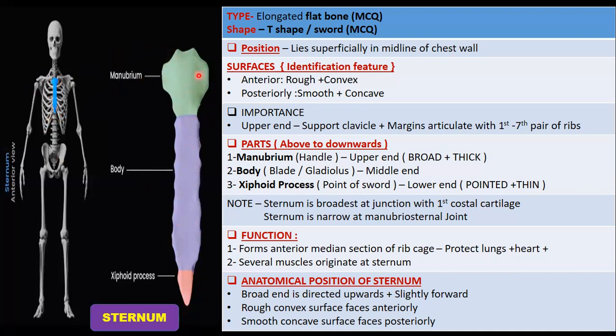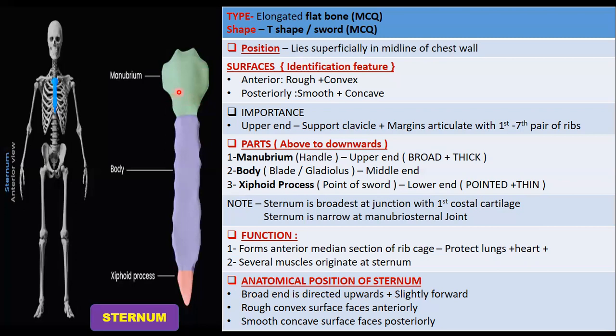That is manubrium, which is the upper part, then the middle one, that is the body, and the xiphoid, that is the lower part. When we talk about the anatomical position, just remember, you need to remember each and every anatomical position very briefly because the examiner might ask during the viva, and it is helpful also to identify the side of it. So when we talk about its anatomical position, we say it's broad and it's directed upwards, that is manubrium, and slightly forward. You can see this forward part over here.